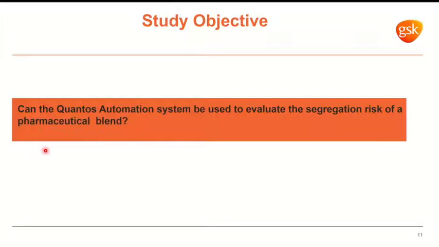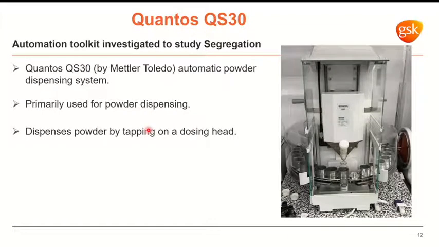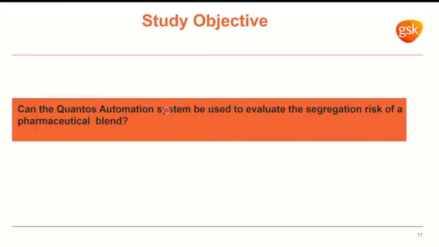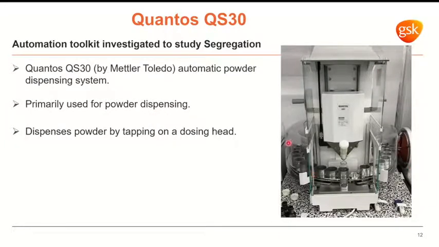So coming first to the objective of my research, which was whether the Quantos automation system can be used to evaluate the segregation risk of a pharmaceutical blend. I'm going to talk more about the Quantos automation system, what it is, and how we use that machine to study or evaluate the segregation risk in a bit. But the question that was posed was whether this Quantos QS30 system, which is basically an automation toolkit, can be used to study the segregation risk of a blend.